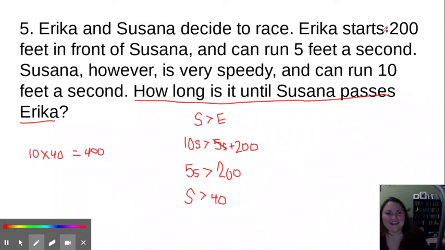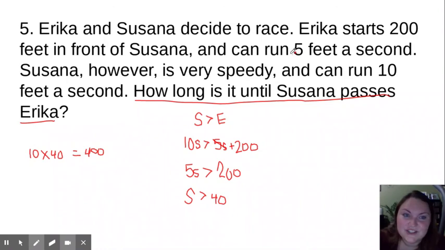Well, what about Erica? Erica started 200 feet in front, and she's running 5 feet a second. Well, 5 feet times 40 seconds is 200. 200 plus 200 is 400. At exactly 40 seconds, they will be at the same spot. The question's asking how long until she passes Erica. She hasn't passed her yet. They're at exactly the same spot.